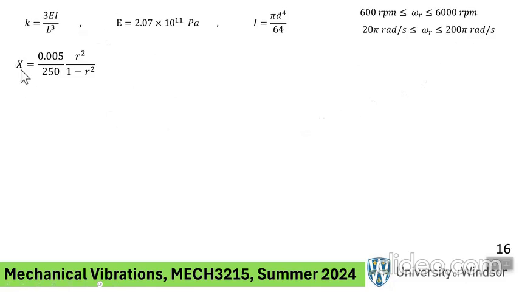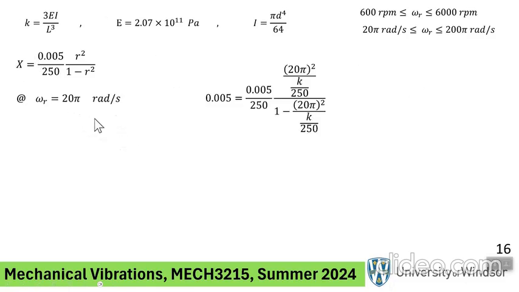Okay, maximum amplitude in terms of the right-hand side. So let's find out what the shaft diameter should be depending on the two speeds, the extreme speeds. For example, at the lower end, omega r equals 20 pi. We are told that the clearance between the stator and the rotor is 5 millimeters, 0.005. This stuff we already had, and we plug it in here because remember, omega r is 20 pi, and this r, remember, r is the ratio of omega r over omega n.